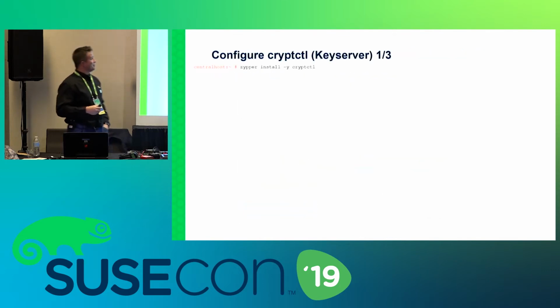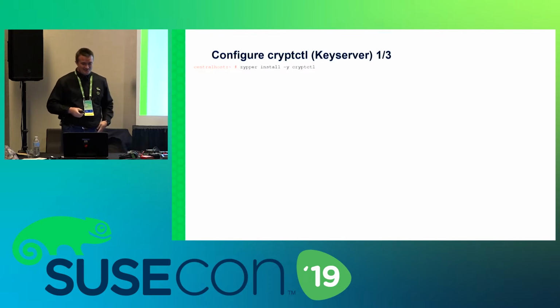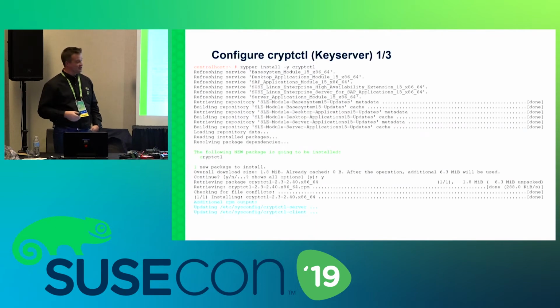So how do we set it up? I hope everyone can see there, but I'll quickly read it. On the central host, the first host that we need to install it on, we basically use Zipper. I know a lot of people say Zyper or Zipper. I don't know what the correct terminology is. I'm just going to call it Zipper if that's okay. In any case, zypper install -y crypt-ctl. So -y just basically quickly installs it without asking any questions. And there, it just ran through.